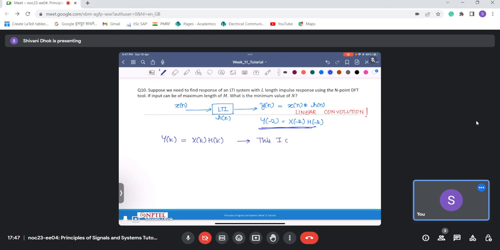This I can find using my processors or some processing unit. Now this is an N-point DFT, and if I take its time domain, then this will be equal to, let's say, y tilde[n], which is x[n] circularly convolved with h[n]. So this is circular convolution.